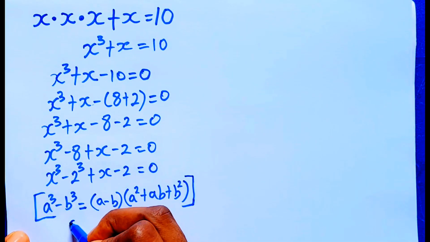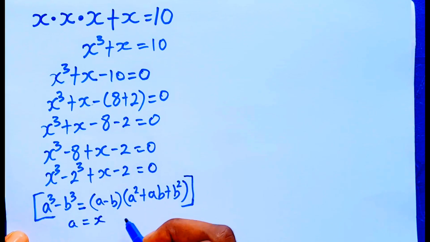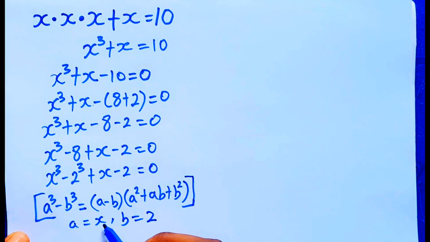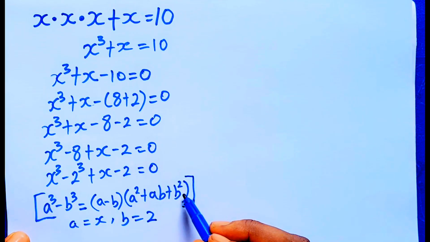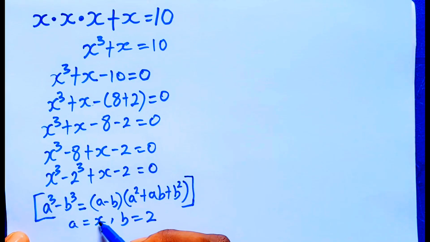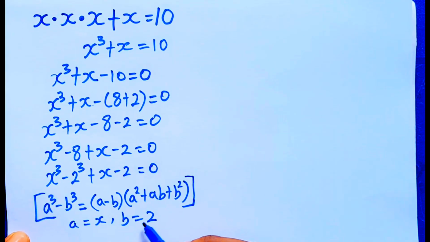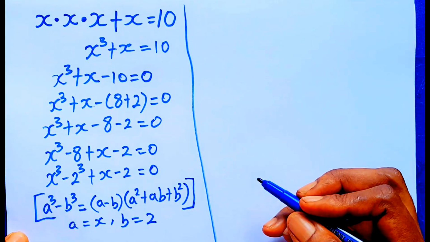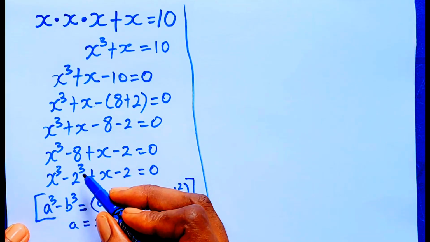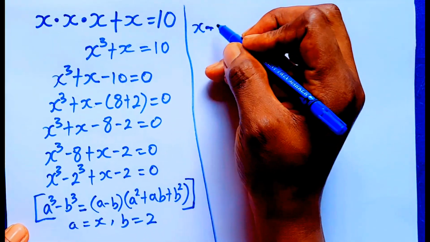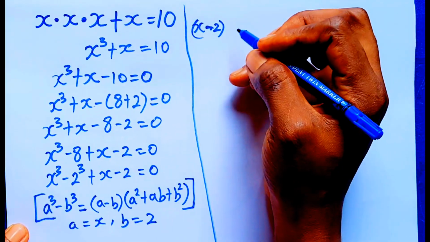But before that, note that a equals x and b equals 2. So we are just going to substitute in this rule. Whenever we see a, we'll put x, and whenever we see b, we'll put 2. Okay, so from here, we are going to have this x cubed minus 2 cubed as x minus 2. Put it in parentheses, okay?